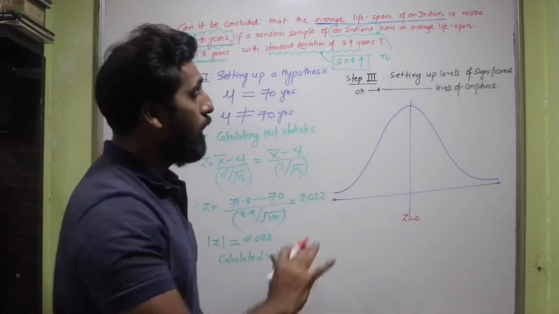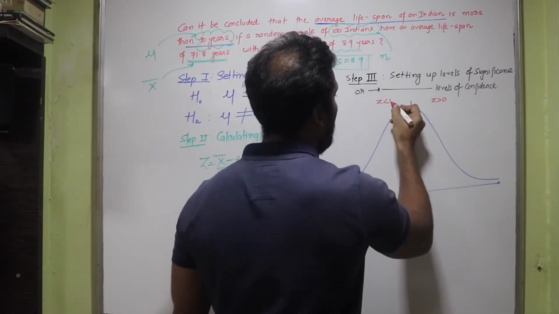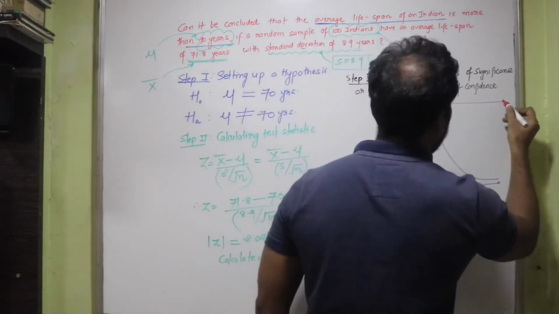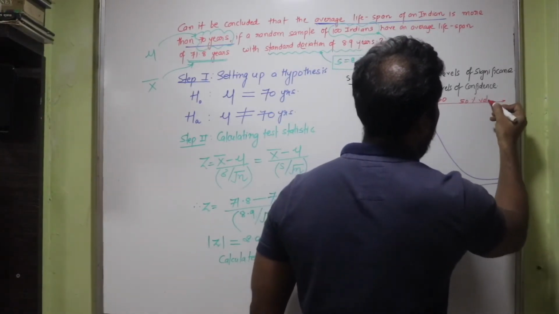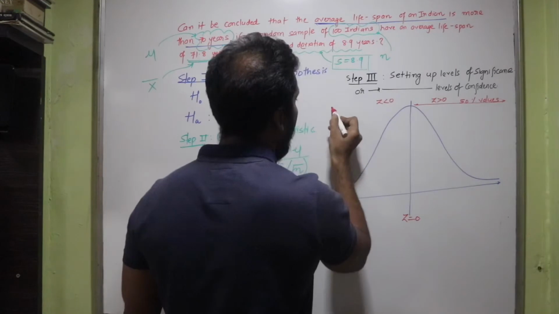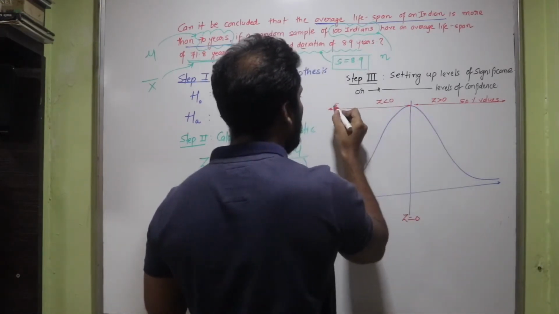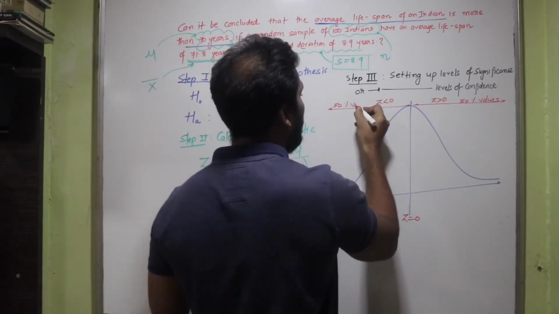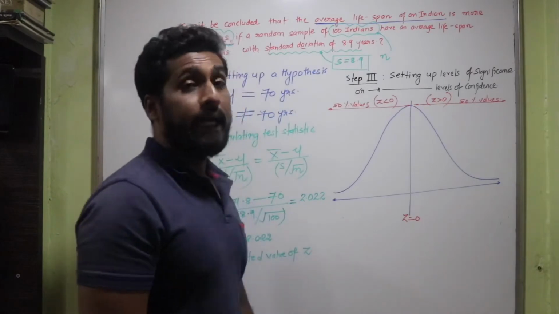Z is 0 here. On the right hand side, obviously Z is greater than 0, and on the left, Z is less than 0. So on the right hand side there are 50% of the values, and 50% of the values are on the left side, isn't it? So Z is less than 0, Z is greater than 0.